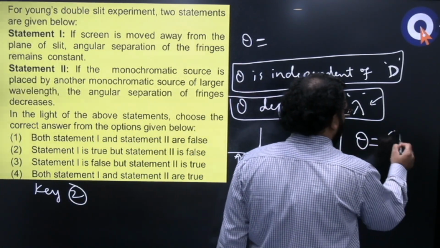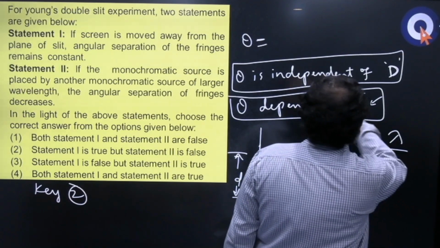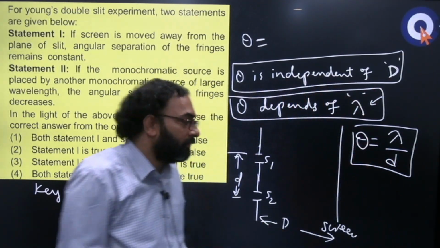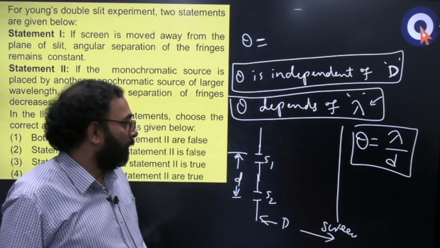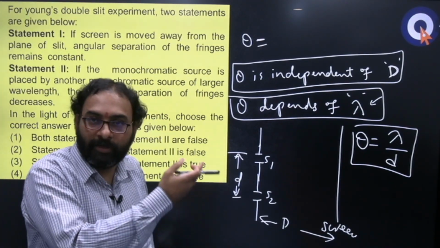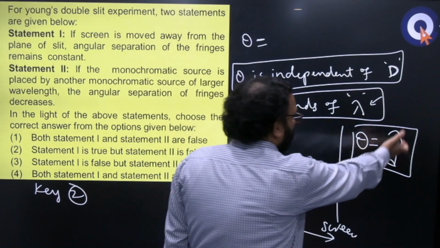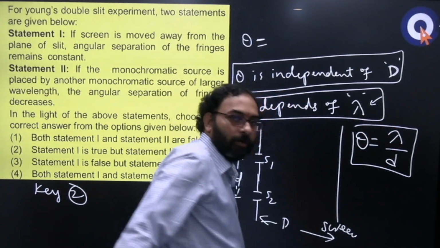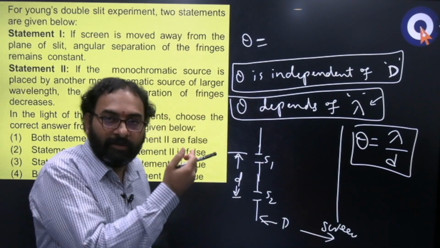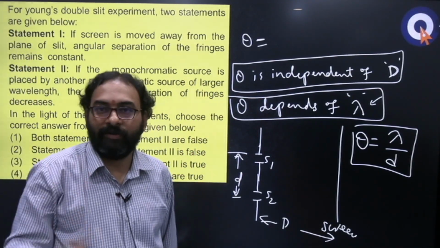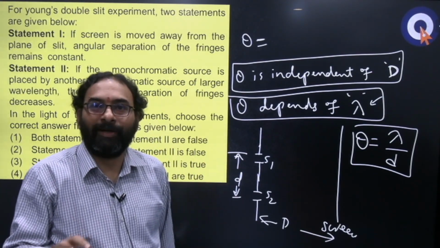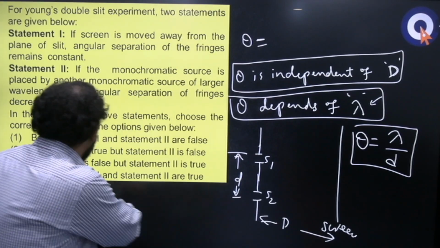Angular separation theta is independent of D. So you can keep this in mind. Theta is equal to lambda by d. Clearly in this expression it is understood that nowhere is capital D mentioned for the angular separation. It is independent of capital D, but it depends upon lambda. So when lambda increases, angular separation should increase. That is the solution, the concept from where you can conclude the answer, that it is the second option.